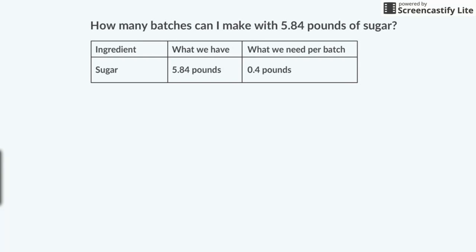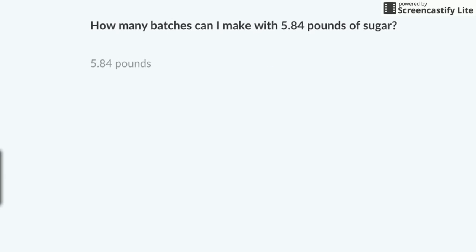The question is, how many batches of cookies can I make with 5.84 pounds of sugar? I have 5.84 pounds of sugar. Based on the recipe, I need 0.4 pounds of sugar for each batch. I can divide the amount of sugar I have by the amount I need in one batch to see how many batches I can make. I'll write my problem as 5.84 pounds divided by 0.4 pounds per batch. The 5.84 pounds will be my dividend, and the 0.4 pounds per batch will be my divisor.